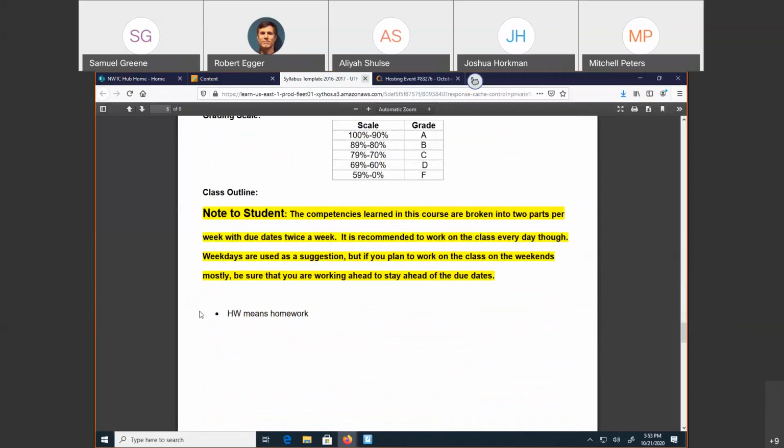Students' competencies in this course are broken into two parts per week, with due dates twice a week. Work on the class every day through the weekdays. Use that as a suggestion, but if you plan to work on the class on weekends, mostly be sure that you're working ahead, staying ahead of the due dates.